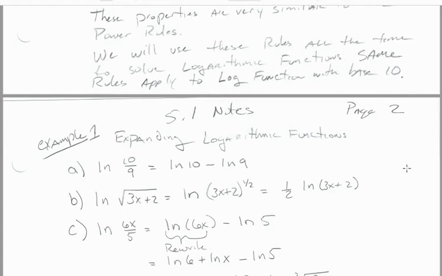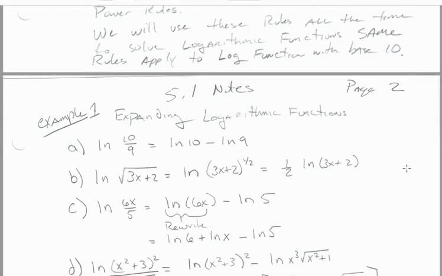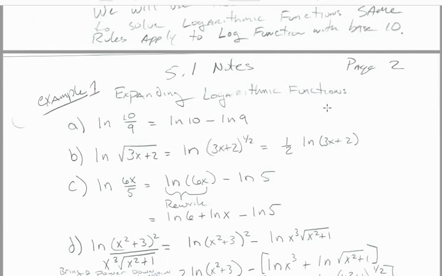Okay, so looking at example 1, we want to expand logarithms. What we're really going to do here is just apply all the different rules that we just talked through. So example 1, part A, say we have natural log of 10 divided by 9. We would rewrite that as natural log of 10 minus natural log of 9.